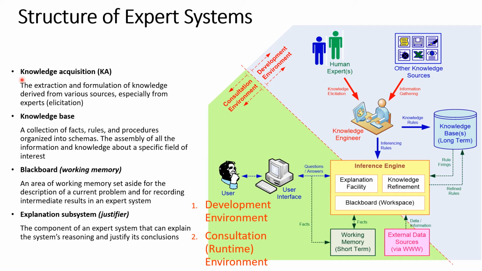One is the knowledge acquisition, where a knowledge engineer acquires different types of knowledge from the experts and other knowledge resources. So next is the knowledge base, that is basically a collection of facts, rules and procedures that are organized into schemas, and this knowledge base is being used by the inference engine in order to solve a problem. Now this inference engine is also composed of this blackboard, explanation facility and knowledge refinement. Now what is knowledge refinement?